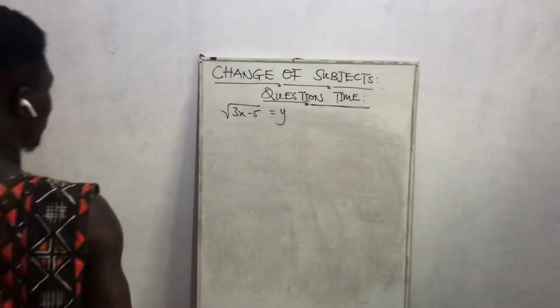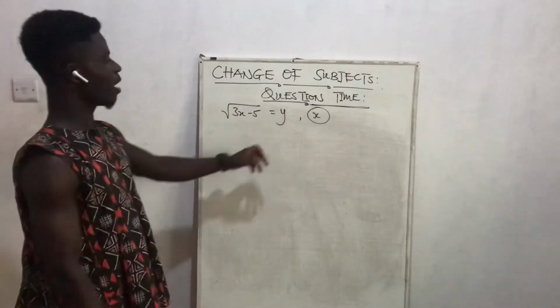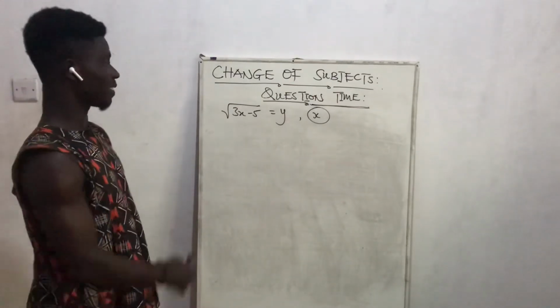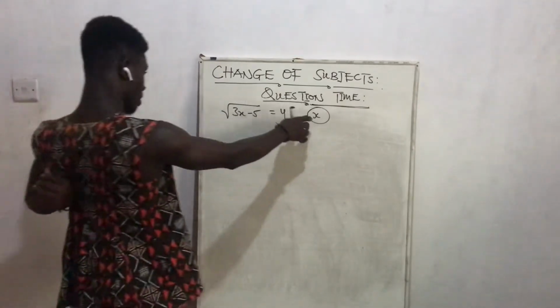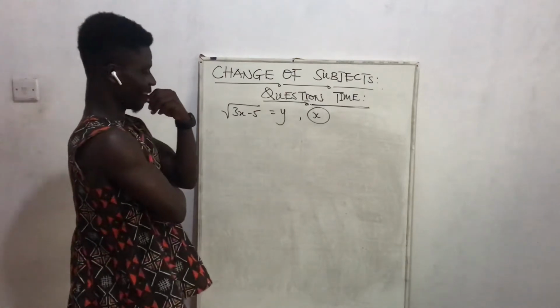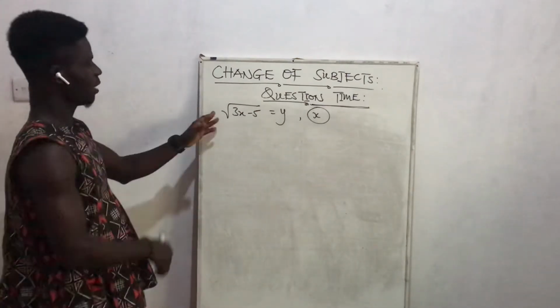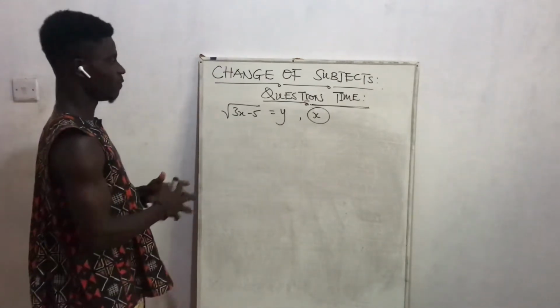He said we should make the variable x the subject. Here we have y as the subject. Y is being made the subject. So we want x as the subject. Now it involves a square root.